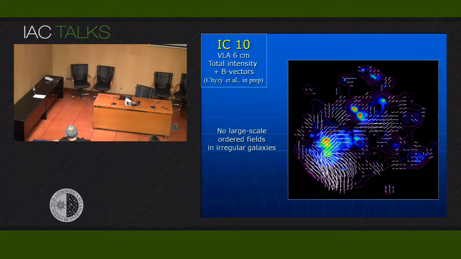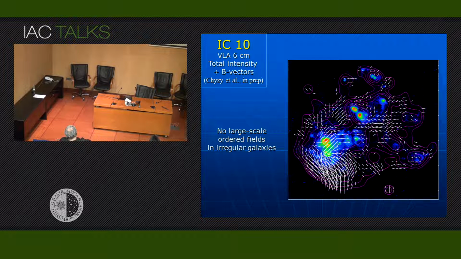There is a limit, as I said before. There is a threshold. If the galaxy gets too small and the rotation is too weak, like in the irregular galaxy IC10, then you're reaching the limit. Then you don't have spirals here anymore. They have some large-scale fields still, but it is already getting weak. And the reason for that is probably the lack of differential rotation.